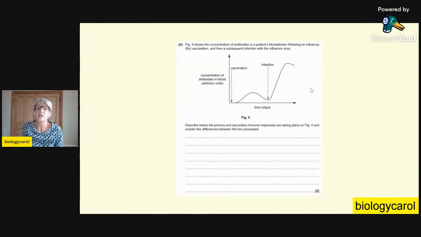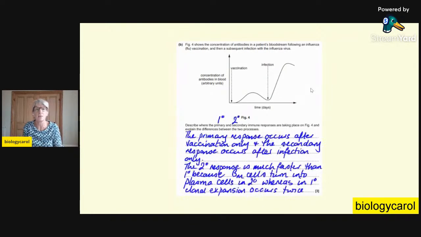Figure 4 shows the concentration of antibodies in a patient's bloodstream following a flu vaccination and then a subsequent infection with the flu virus. Describe where the primary and secondary immune responses are taking place and explain the differences. Not just state, not describe the differences, then you'd just be saying them. Explain the differences. That means you have actually got to describe the difference and then say why. It's a longer answer. Here we go.